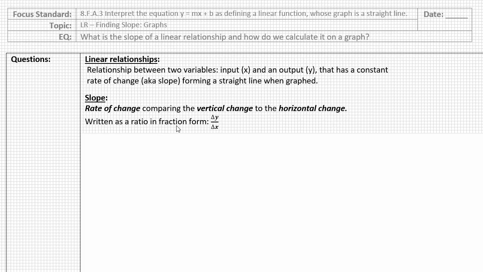And it's written as a ratio in fraction form. Since our y-axis is the vertical line on the graph, the vertical change, we look at the change in y. That's what that little delta symbol means. It looks like a triangle, and means change in y. And that's in our numerator, and in the denominator we put the change in x, because x is the horizontal change on a graph. So let's look at 4 different types of slope for linear relationships.